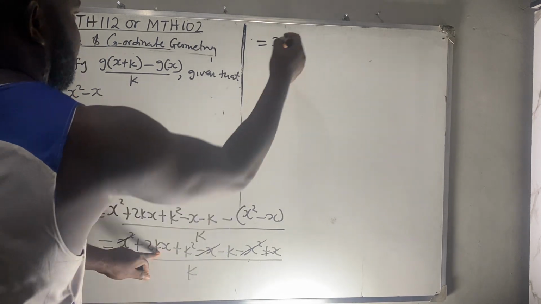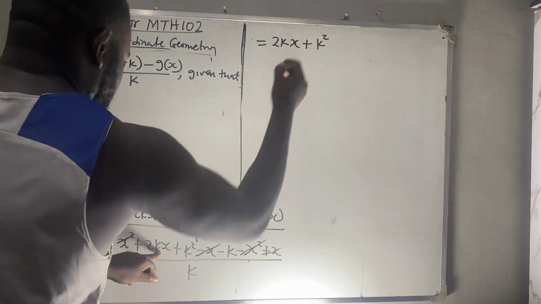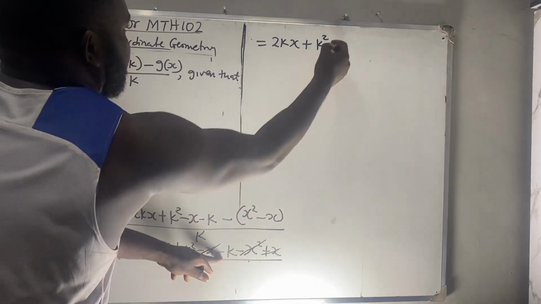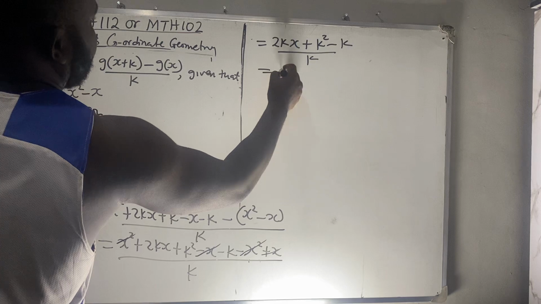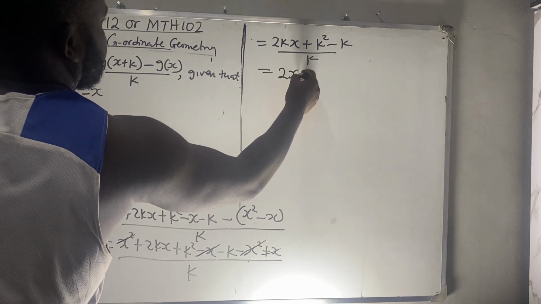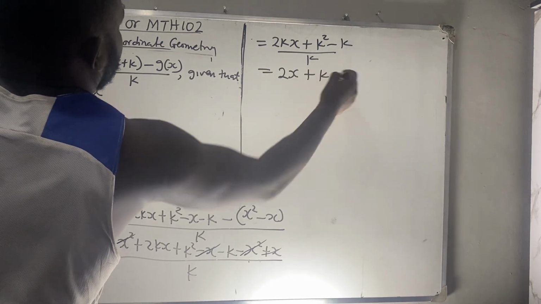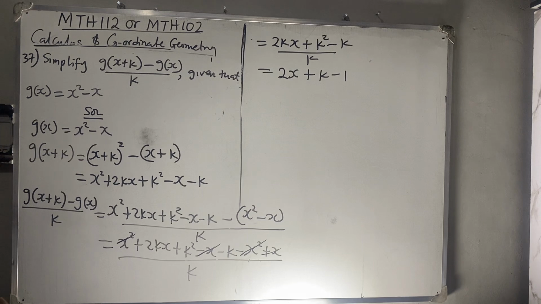2kx plus k squared, then minus k, everything over k. So if you divide each of them by k, I'm going to have 2x plus k minus 1. So that is that. Very simple.